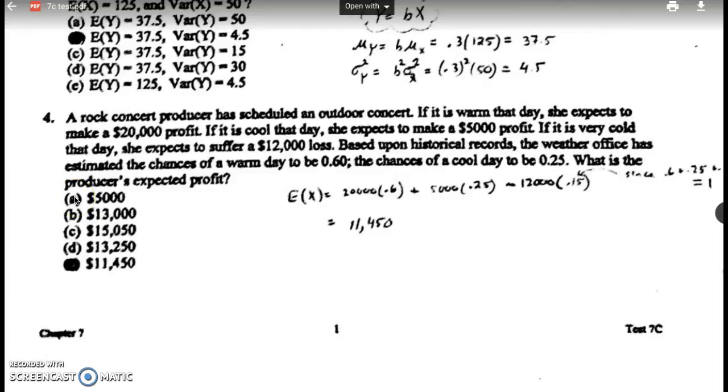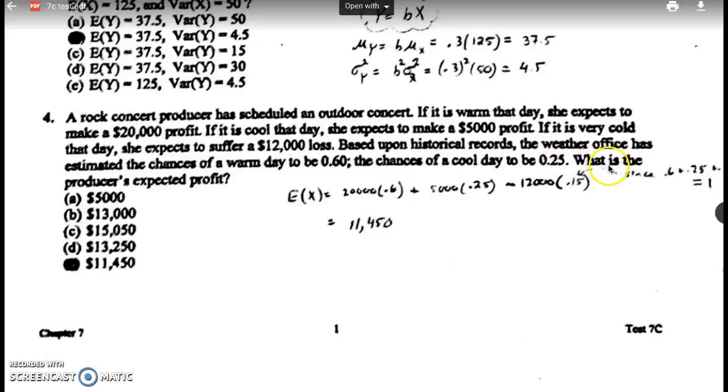For number 4, it says a rock concert producer has scheduled an outdoor concert. If it is warm that day, she expects to make a $20,000 profit. If it is cool that day, she expects to make a $5,000 profit. And if it's very cold that day, she expects to suffer a $12,000 loss. Based upon historical records, the Weather Office has estimated the chances of a warm day to be 0.6, the chances of a cool day to be 0.25. So therefore, we need to find the chances of it being a very cold day also.